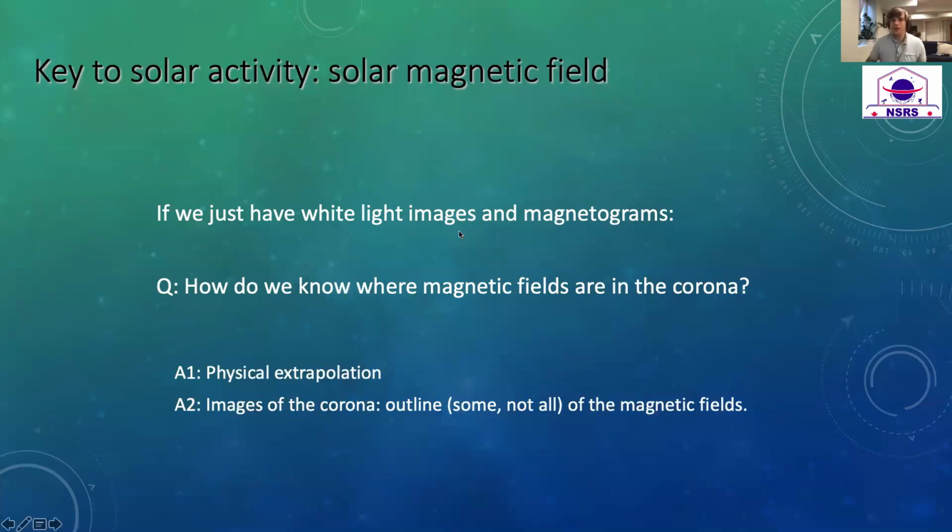So the answer to that, like I said a little bit before, is physical extrapolation, running a physical model of how the magnetic fields will propagate through the sun, and then images of the corona as well. So some of these magnetic field lines are actually outlined by images in the corona. So let me show you an example of that.